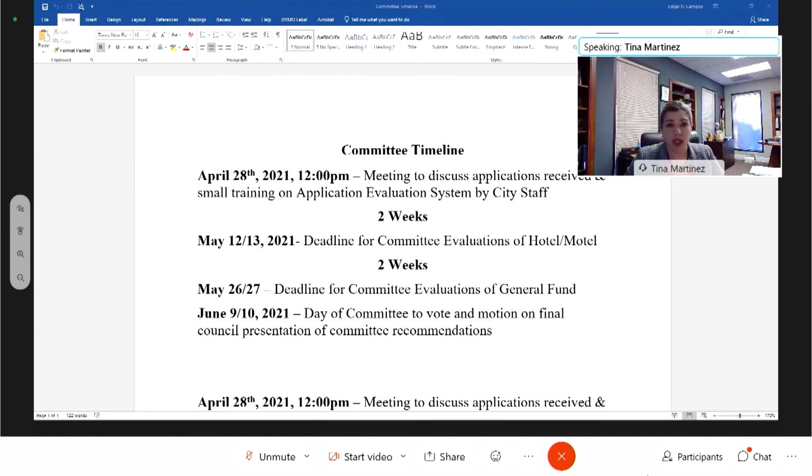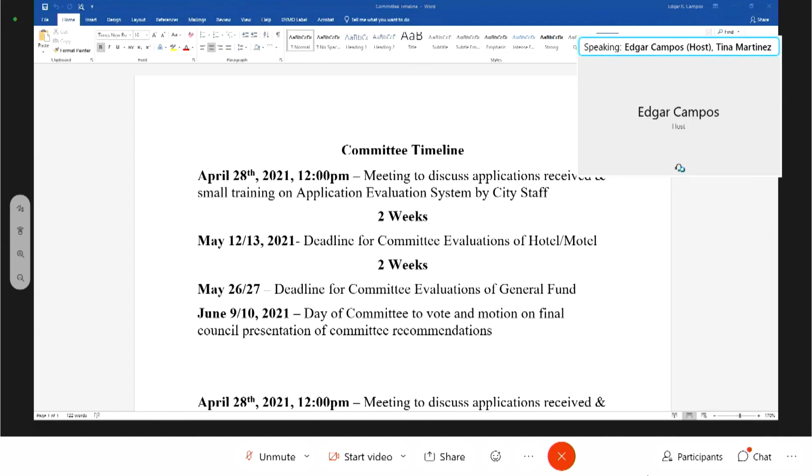My goal is to have, as I mentioned, most of the final presentation and committee recommendations by June, because then I need to start meeting the budget timelines for the city. Budget last year was around, Edgar, correct me if I'm wrong, July? August. So we have some wiggle room, so we can move meetings.